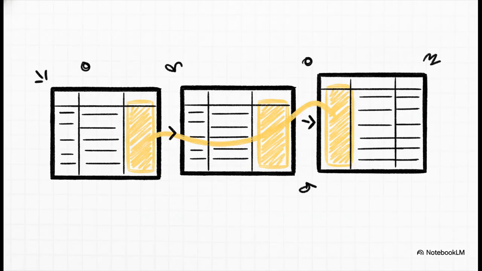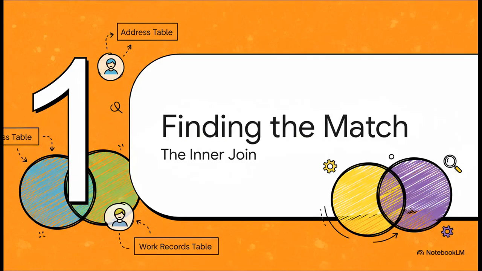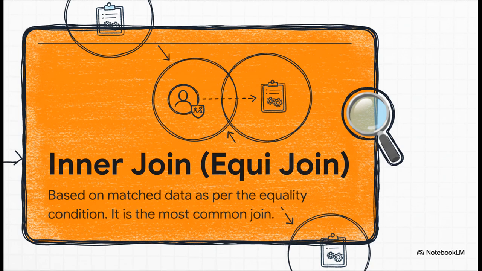And the powerful tool we use to do this, to combine these related tables based on that common field, well, that's called a join. You can think of it as the fundamental move for weaving all these separate threads of data into one single, meaningful story. Okay, let's really dive into this. We're going to start with the most common, the most intuitive type of join you will ever use. Say hello to the inner join.